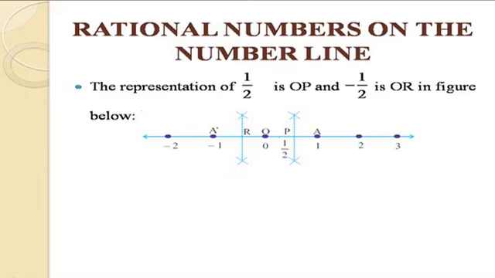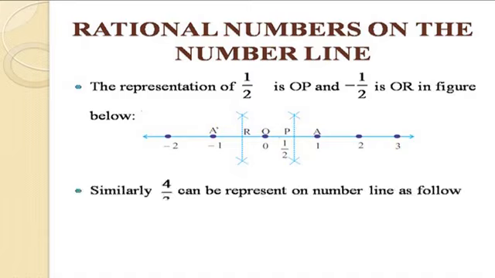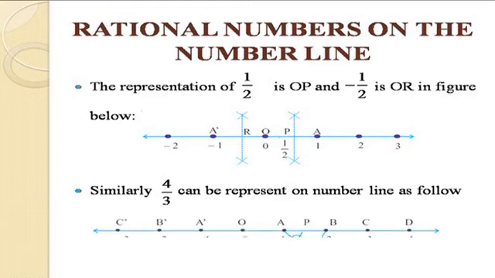That is half, and similarly if we follow the left hand side, we will get minus 1 by 2. Similarly in figure 2, 4 by 3 can be represented on the number line as follows. From 0 onwards you will get 1, 2, 3, 4, and on the left hand side you will get minus 1, minus 2, minus 3, and the located point is 4 by 3.